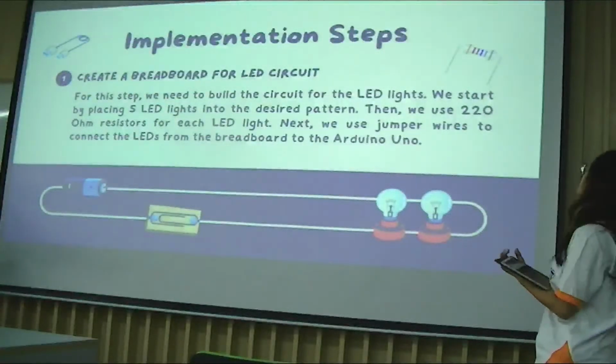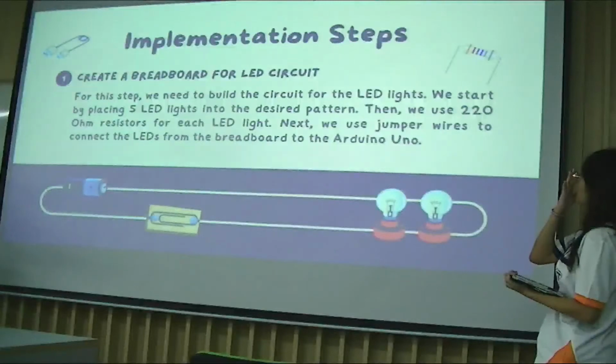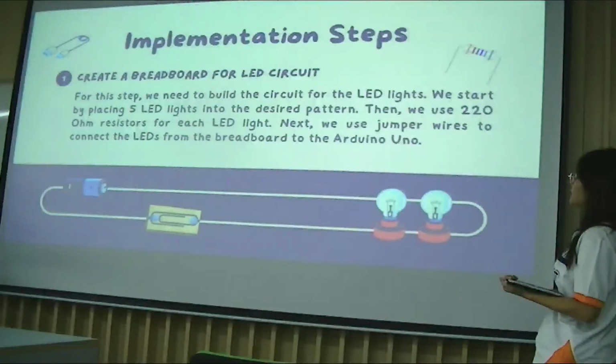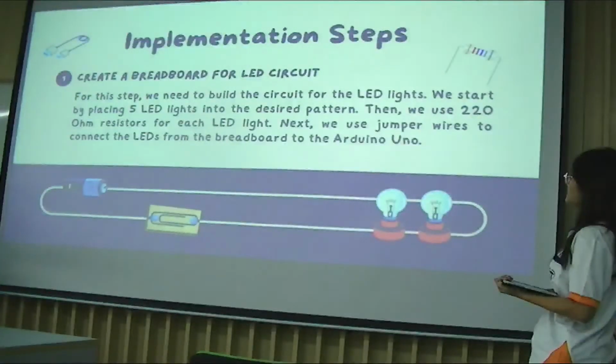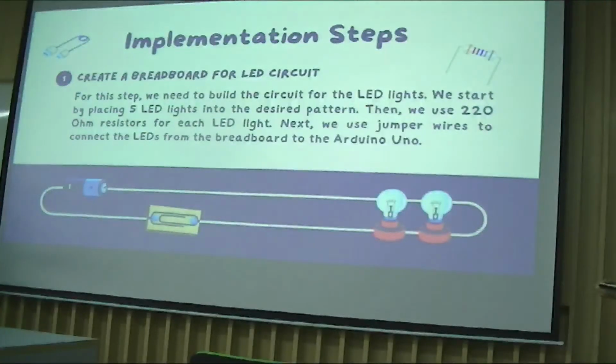For the implementation stage, first step, create a breadboard for the LED circuit. For this step, we need to build the circuit for the LED lights. We start by placing 5 LED lights into the desired pattern. Then we use 220 ohm resistors for each LED light. Next, we use jumper wires to connect the LEDs from the breadboard to the Arduino Uno.